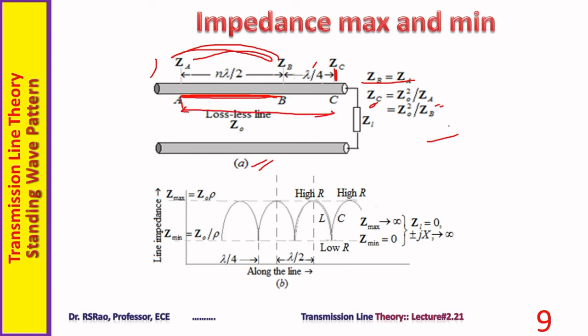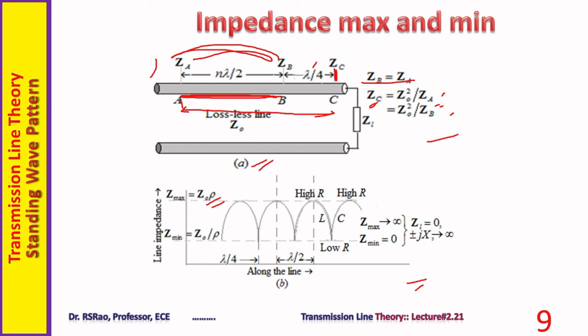The properties of these lines we study under line sections. There we can find the impedances of terminating impedance. ZC is Z naught square by input impedance ZA or ZB. Now come to figure B. Z max here is shown. It is given by Z naught rho. Rho is standing wave ratio. Z minimum is Z naught by rho.